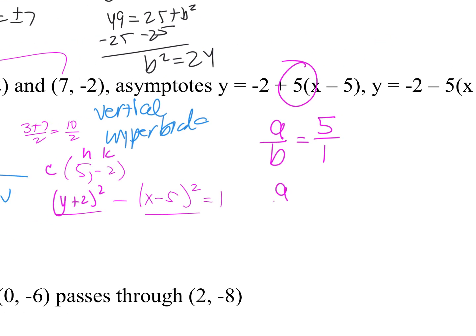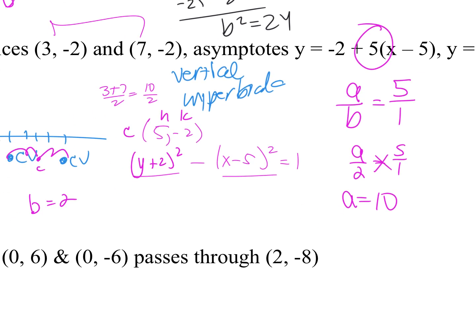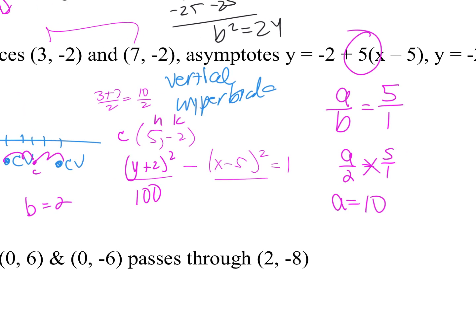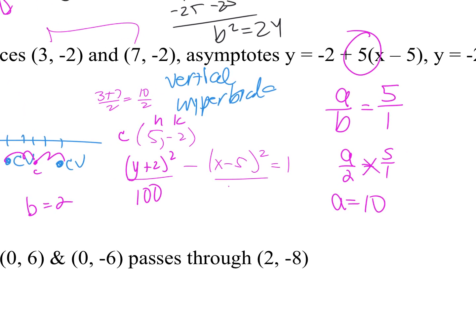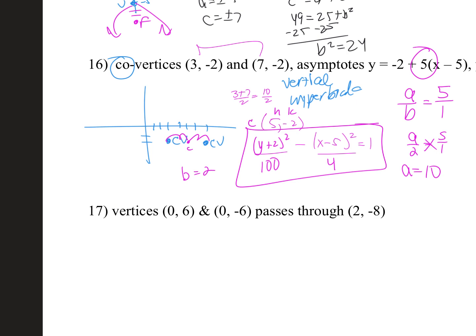So I can say a over 2 equals 5 over 1. If we cross multiply here, I get a equals what number? 10. So I can say, well, a squared is 100. How do I know what b squared is? Because I already figured it out. So 2 squared is 4. There's my equation. You will always have enough information to find it.